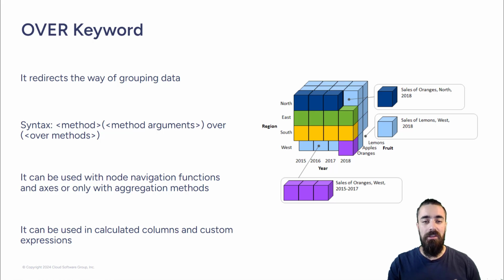Assume that you want to compare sales of oranges North 2018 to sales of lemons West 2018 or to sales of oranges West 2015-2017. In such an expression, you need to reference data slices outside sales of oranges North 2018, which is done by using the over statement. The over statement lets you open up new ways of grouping data to be referenced in the expressions.